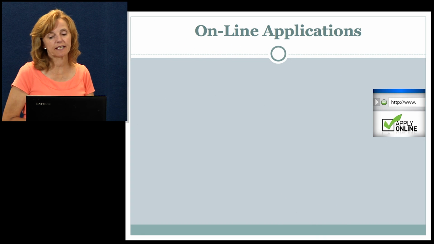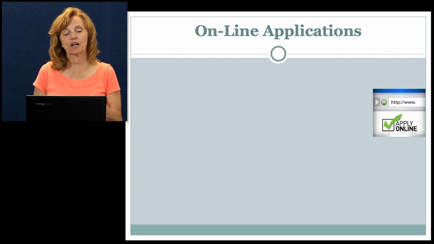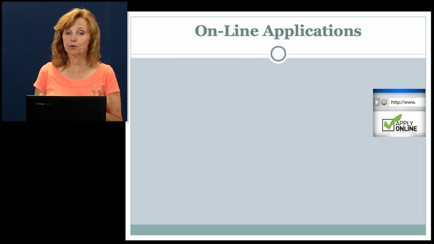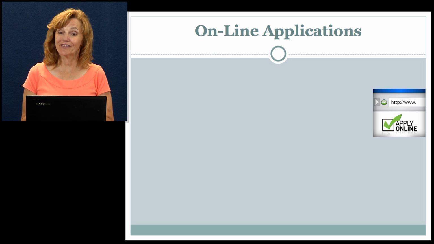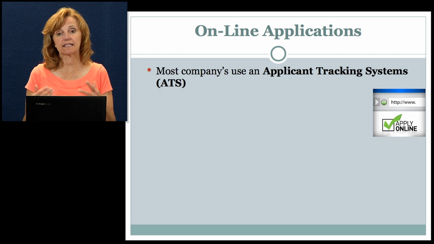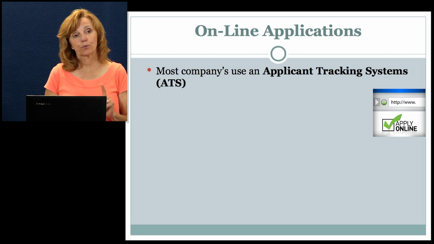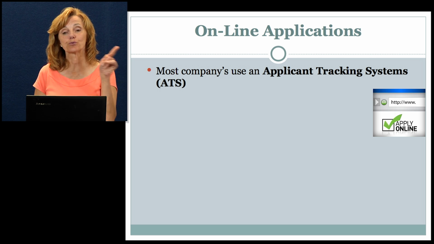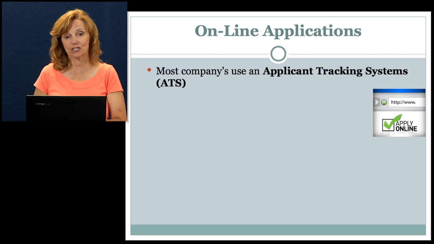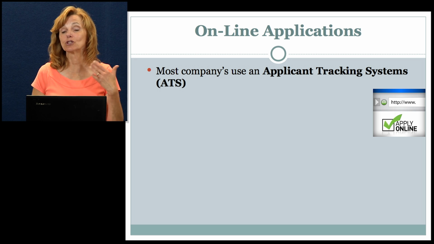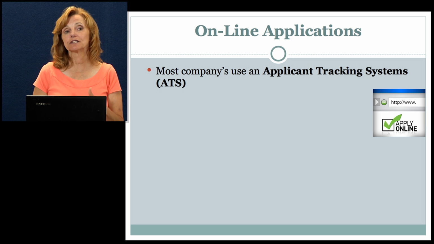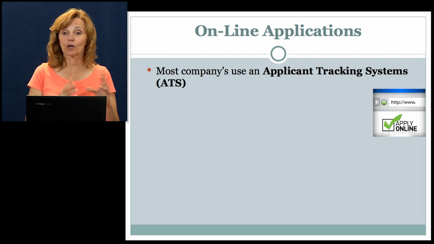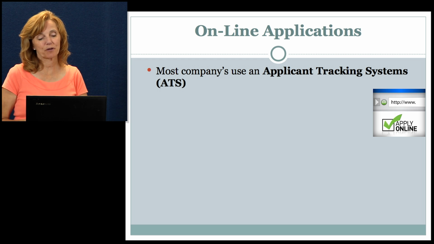Next, I want to talk about online applications. More and more employers are using online applications. The reason they're doing that is because they use a software, typically, I should say, called Applicant Tracking System, or ATS. So what that means is the ATS, i.e. a computer, is reading your application initially. A person doesn't even look at that application until the computer has scanned it, and what they're looking for are your qualifications. We're going to talk a little bit more about that.